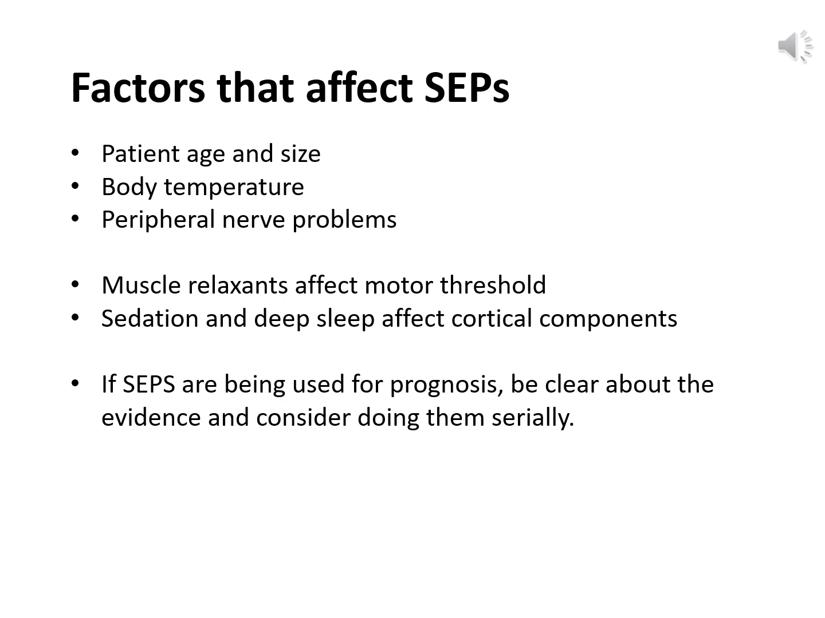If a patient is cold or undergoing hypothermic intervention, then this will slow the conduction of the SEP and will increase latencies. It's important to note if this is the case. If the patient has a peripheral nerve problem, this will affect SEP latencies and may even render the SEP absent or abnormal. In the operating room, if the patient has been given a muscle relaxant, then this will affect the technologist's ability to obtain a motor threshold.